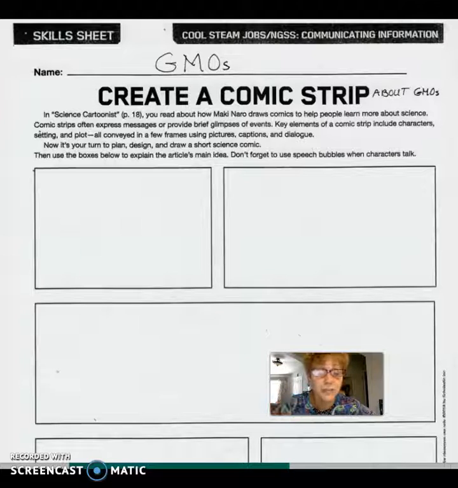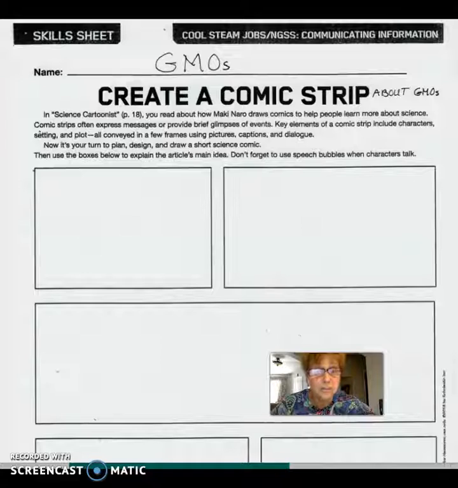If I had put the comic strip on the very bottom, I don't think you even would have read all the way to get to the comic strip. So I put it here so that you know what you're going to be doing, a comic strip about genetically modified organisms, and then you're going to draw a cartoon, a comic strip about the pros and cons of genetically modified organisms. And that was it.